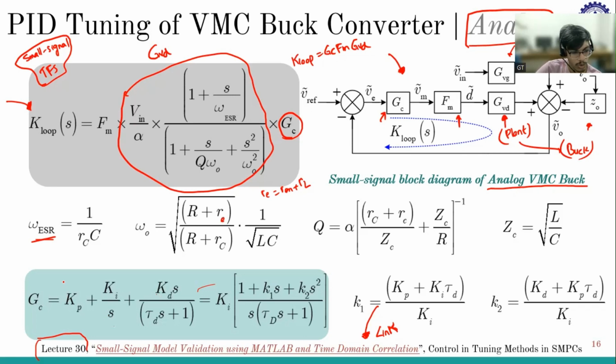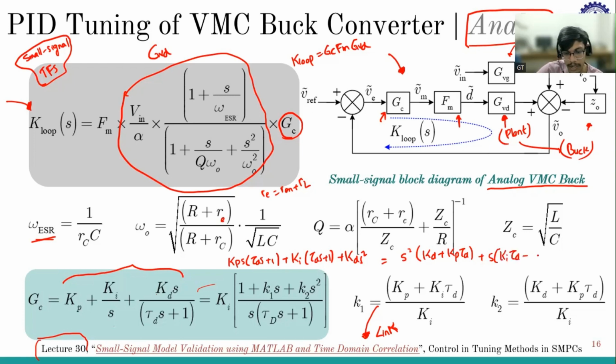Okay. So you just take a common denominator, S into tau d S plus 1. So the numerator will be Kp S into tau d S plus 1 plus Ki into tau d S plus 1 plus Kd into S square. If I write the S square terms together, I will get Kd plus Kp tau d. The S term is Ki tau d plus Kp. And the constant is Ki. If I take Ki common, the coefficient of S to the power 0 is 1, the S coefficient is Ki tau d plus Kp by Ki, and the S square coefficient is Kd plus Kp tau d by Ki.